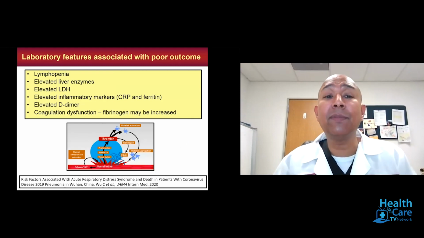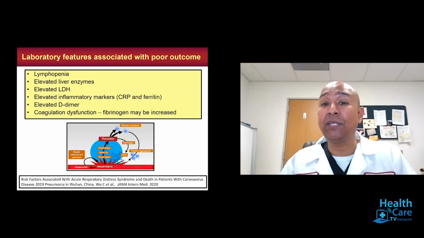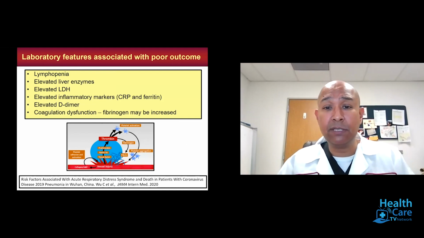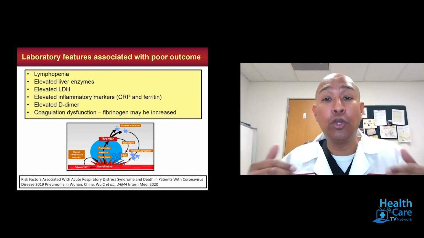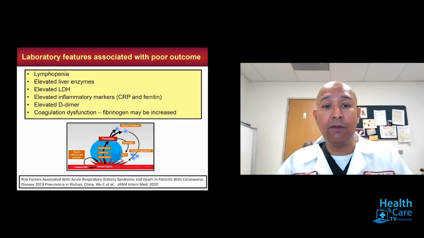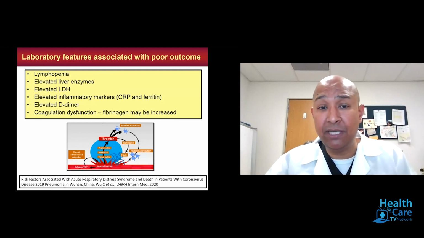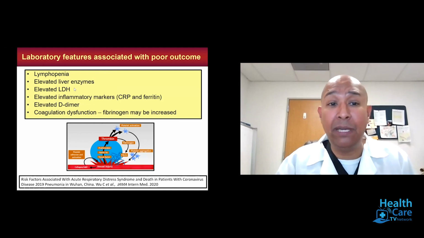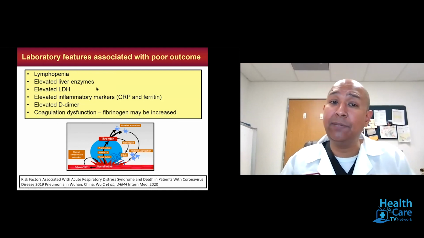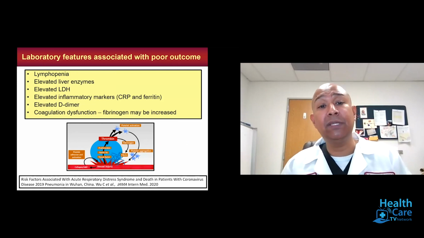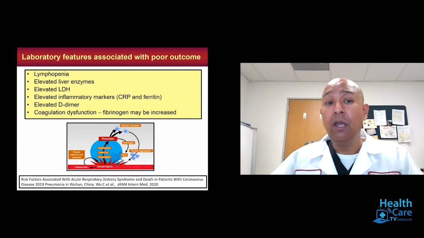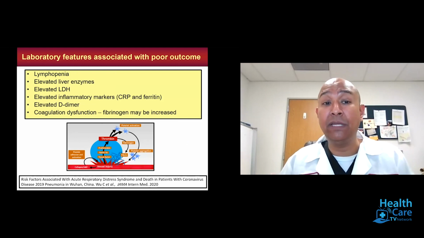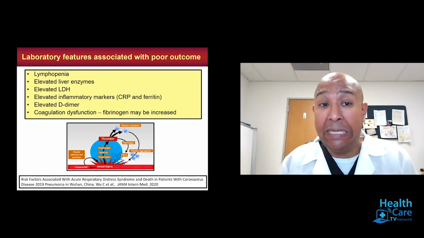So what are some laboratory features that are also associated with a poor outcome when we talk about COVID-19? I just put some of the ones that we're using in our hospital that other doctors and colleagues have been using in other hospitals throughout the country. I think one of the most important ones is lymphopenia. That's why when we order a CBC now, I do order a CBC with a differential.